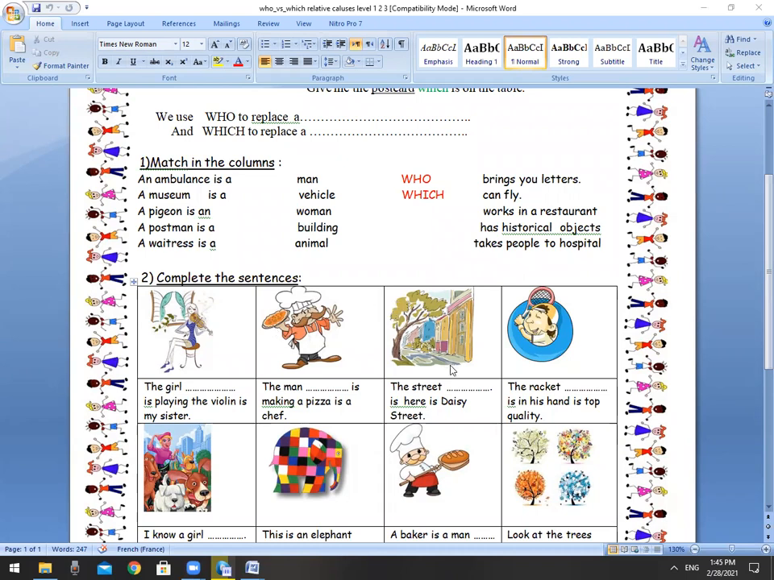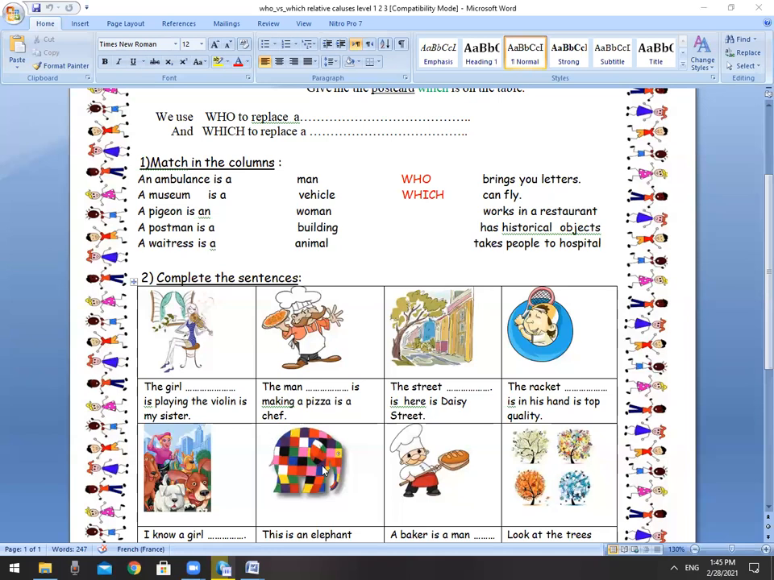Three, the street. Haytham, number three. Which. Yeah, the street which. Abdurrahman, which, exactly. The racket, which is in his hands, is top quality.